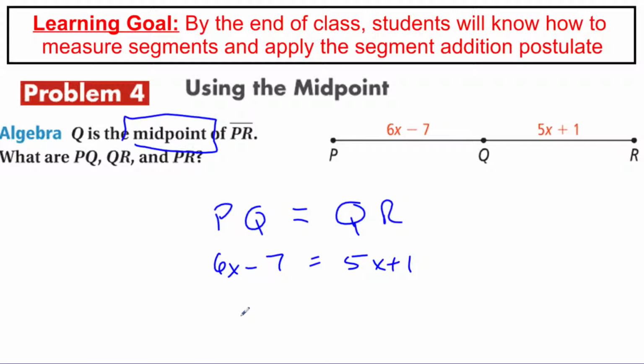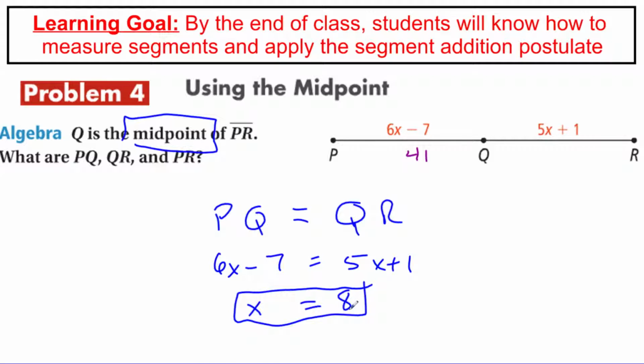And this is a pretty quick solve. When I subtract the 5x to the left, I get 1x. When I add this 7 back over here, I get 8. Okay, so again, there's my answer. Great, x equals 8, except it's not the answer. So we have to be careful again. In this case, we don't want to know what x is. We want to know about PQ, QR, and PR. So when I plug in the 8, 8 times 6 is 48. 48 minus 7 is 41.